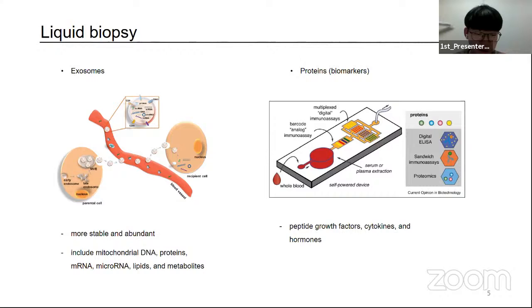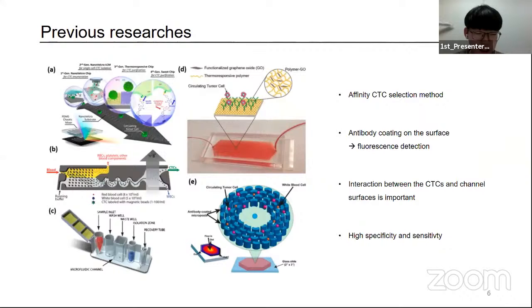The detection of proteins and metabolites in microfluidics is one of the most developed and mature technologies of the field, reaching successful commercialization. This picture shows the affinity CTC selection method.